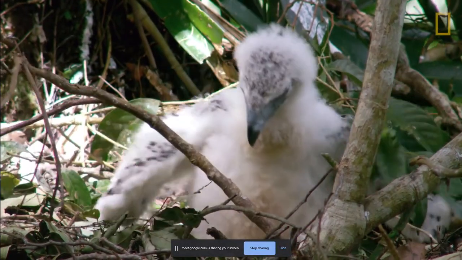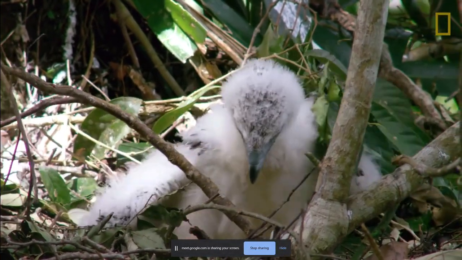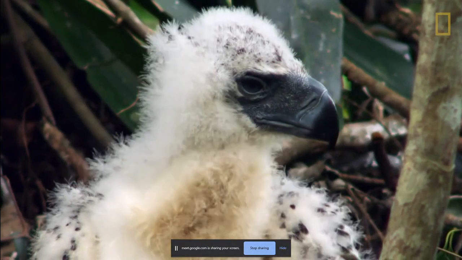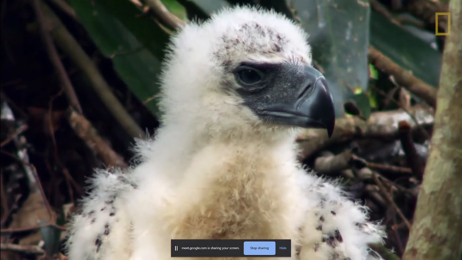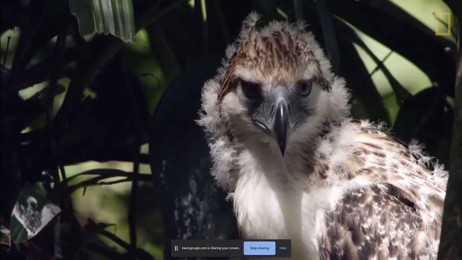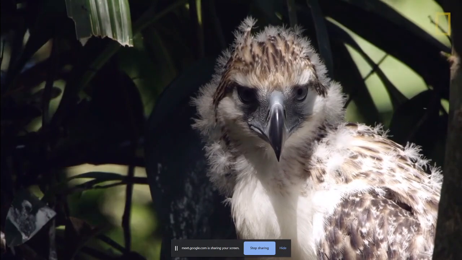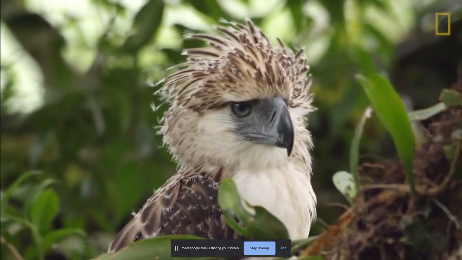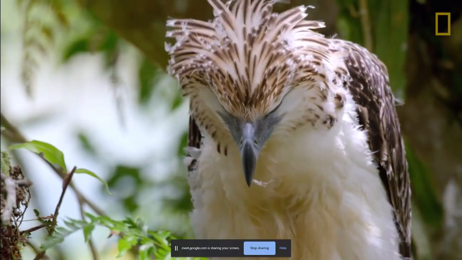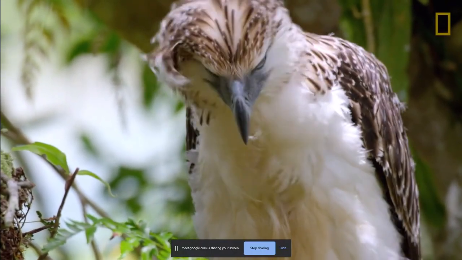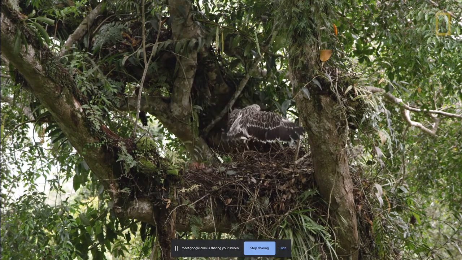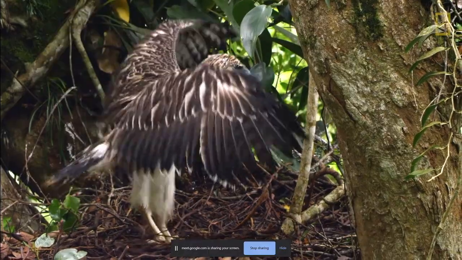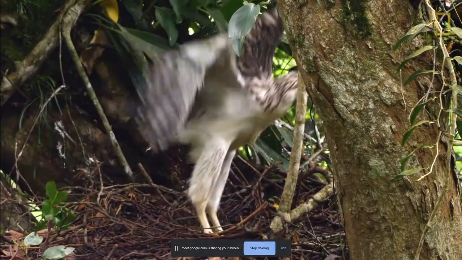At around 6 weeks old, the eaglet is learning new skills. By about 2 months old, its soft down is replaced with feathers. And soon, it develops its iconic mane-like crest. Now 15 weeks old, the eaglet stretches and flaps its wings, practicing for its first flight.